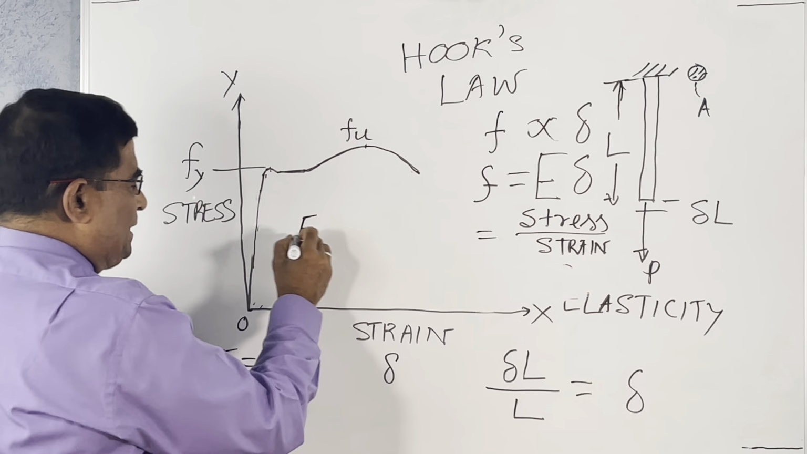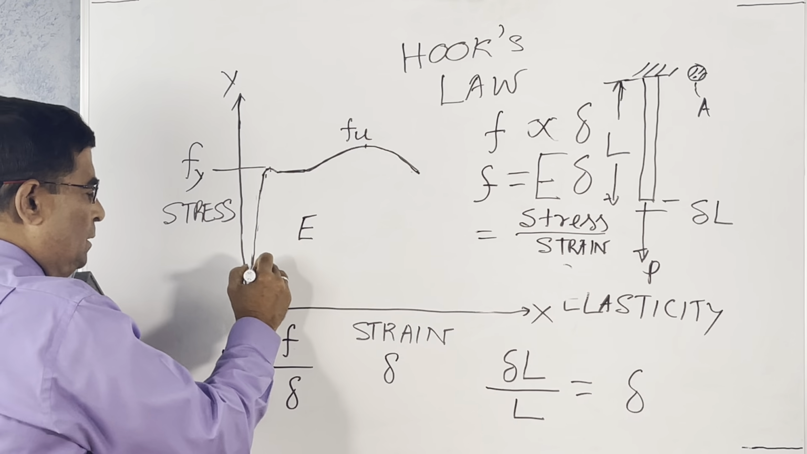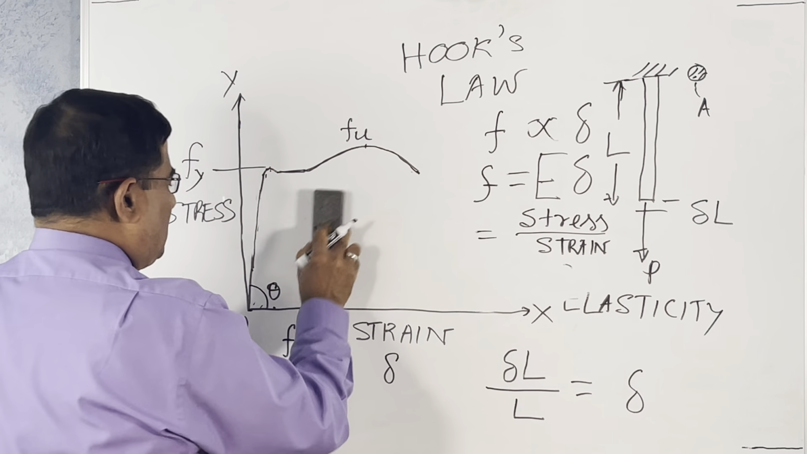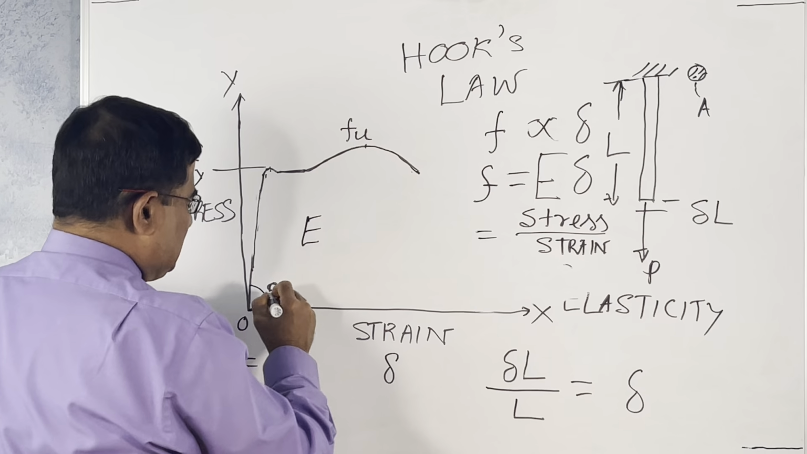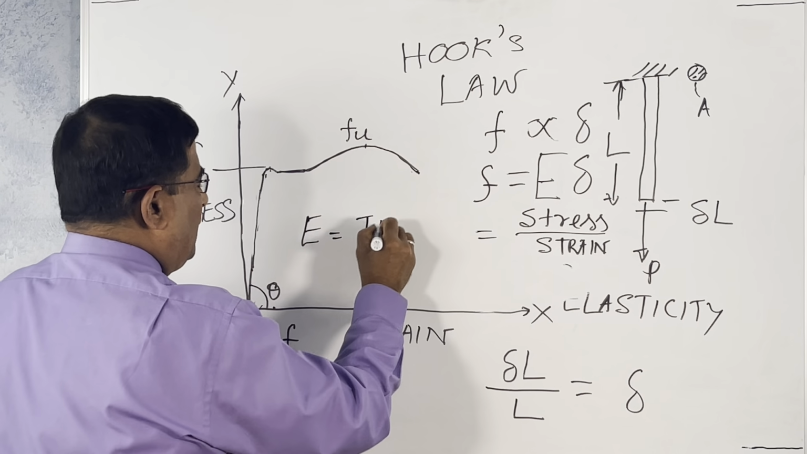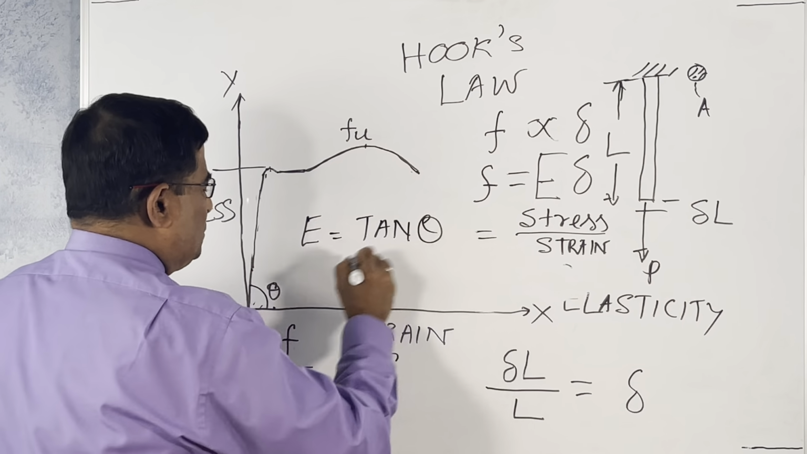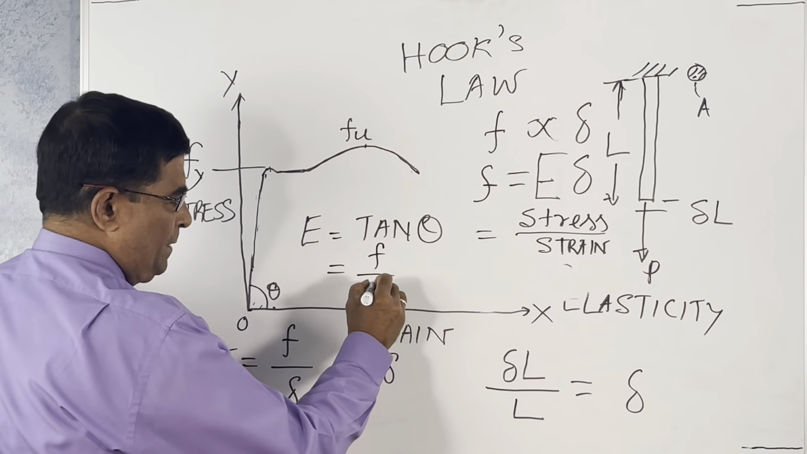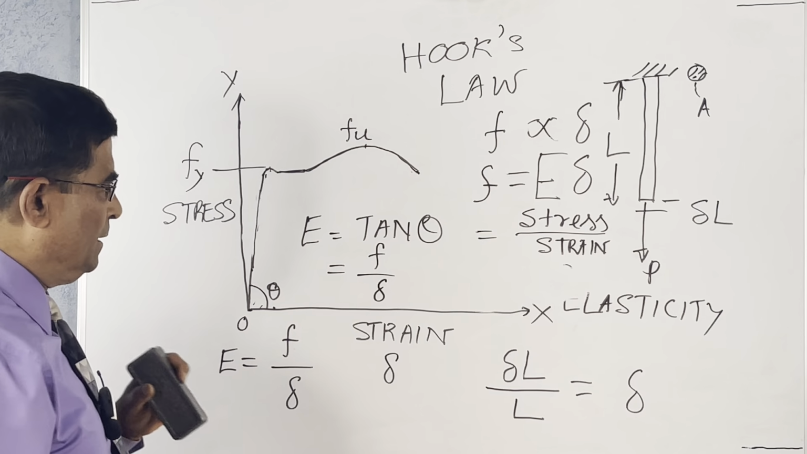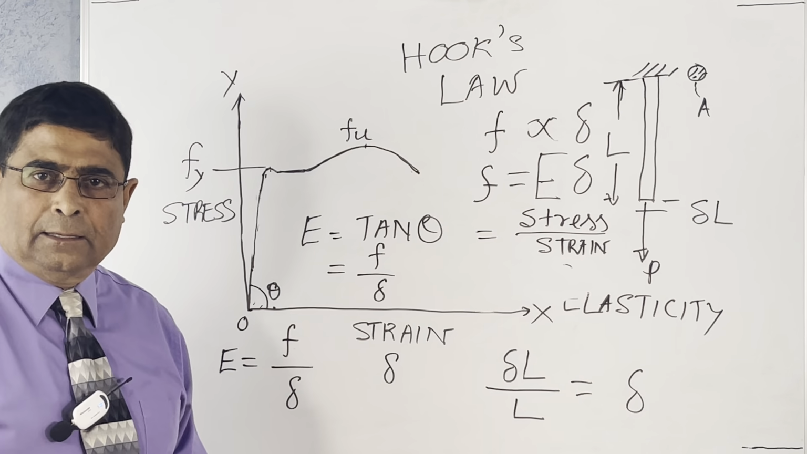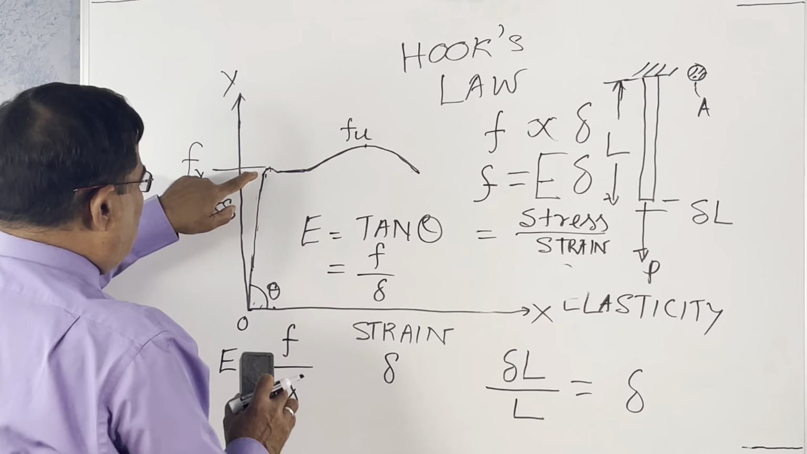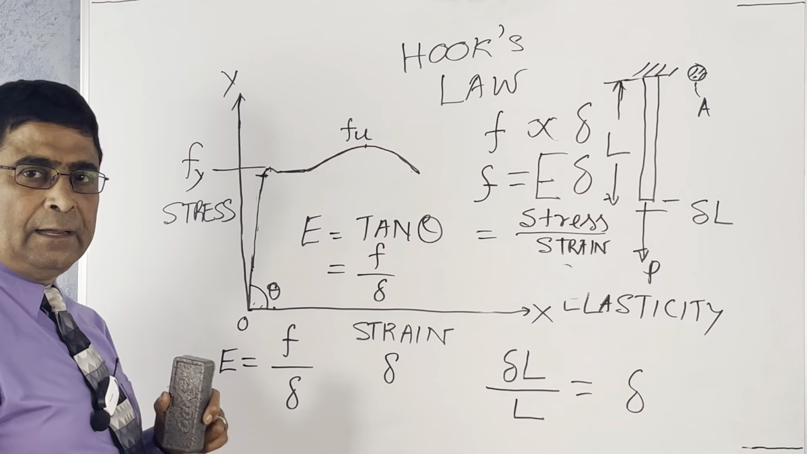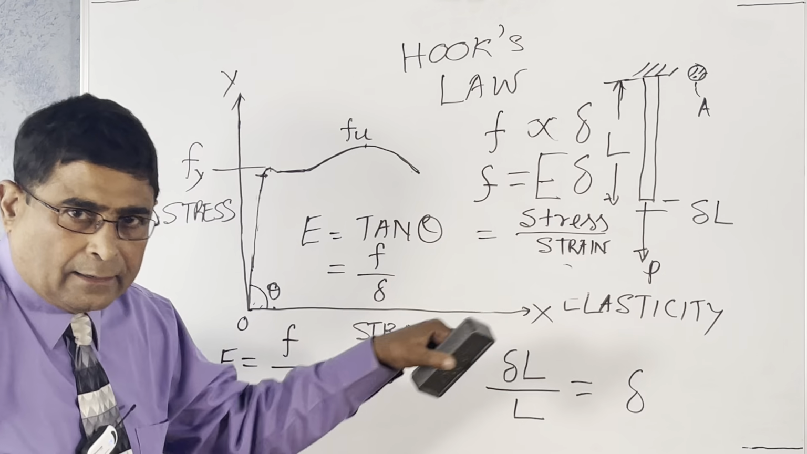E, the modulus of elasticity, is the slope of this tangent of theta. Tangent of theta, where theta is this angle, E equals tan theta, which is nothing but stress divided by strain. You see? Now, it is true only up to the proportionality limit here. After that, it starts to yield.